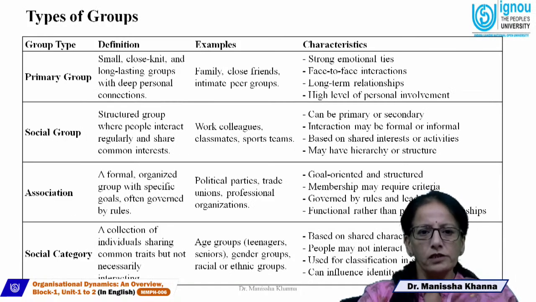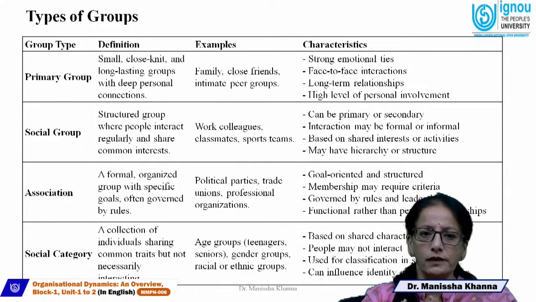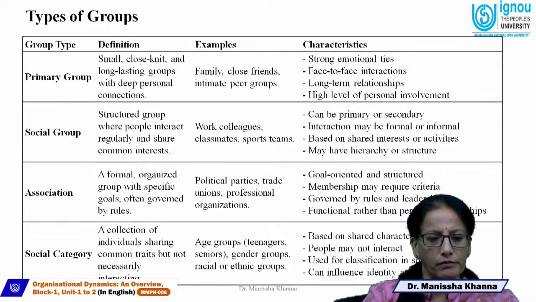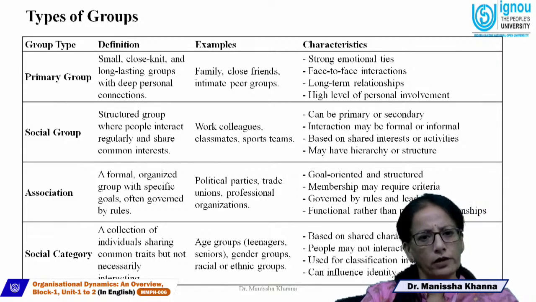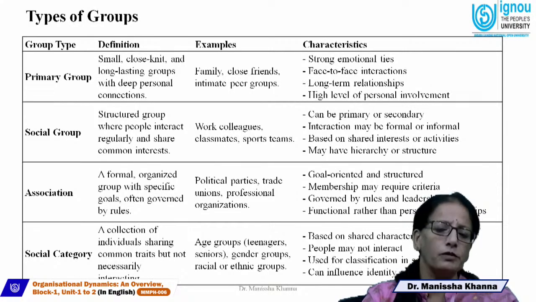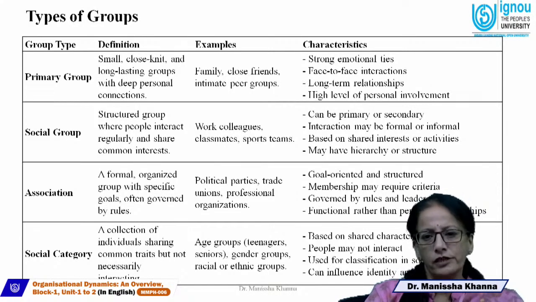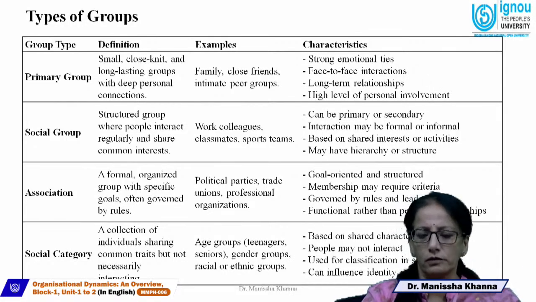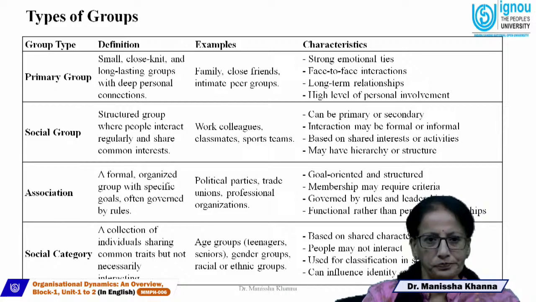Now when we see the types of group in a generic manner, that can be the primary group. Primary groups are generally small, very close knit. Examples can be the family, the friends, the close or peer groups. Within an organization, we see there are certain friend groups, who share their personal things also, and that can be considered a primary group.